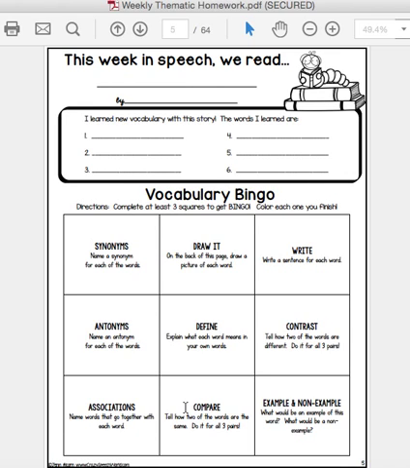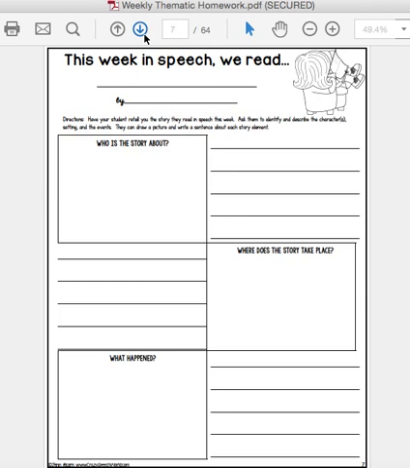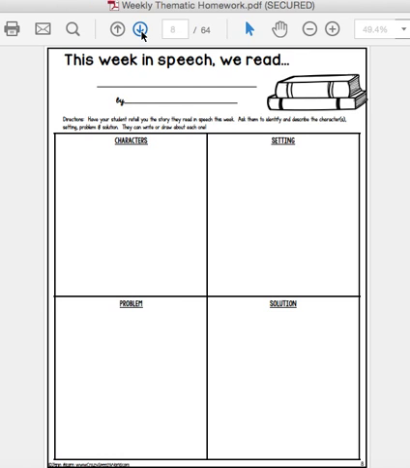But this one's vocabulary bingo, so they can pick 3 activities in a bingo to complete, and all of them are just really focusing on building their word knowledge. So there's synonyms, antonyms, associations, drawing, defining, compare, contrast, writing, and then example and non-example. This page is just a simple draw a picture, write about it. This one's getting more answering those WH questions and story structure. And then this is story grammar, character setting, problem solution.